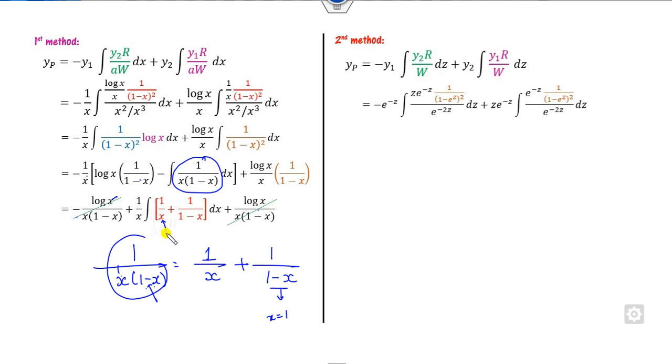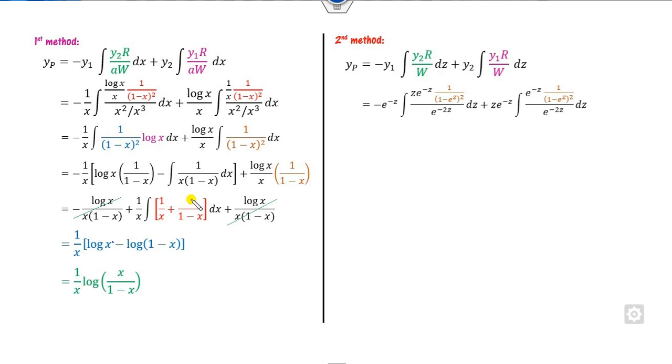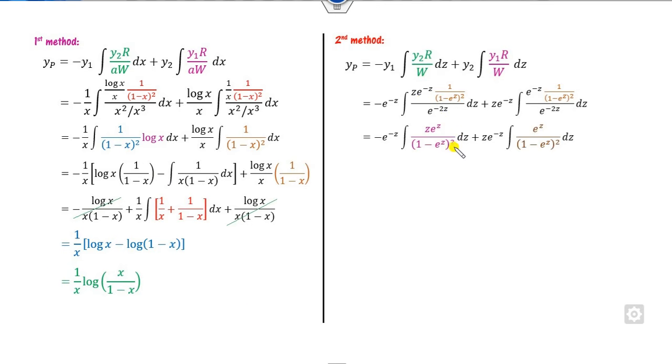Now what is the integration of 1 by x? It is log x. Integration of 1 over 1 minus x will be log of 1 minus x divided by its derivative, that's minus 1. Now you can write it like this, and this is my yp. If you are using this method, then how can you integrate them? This will be cancelled out, and I can simplify this and write it as here.